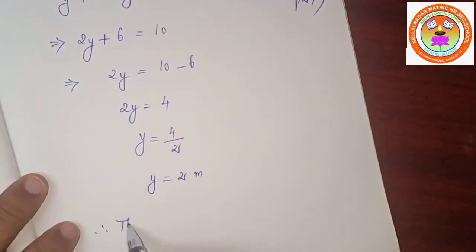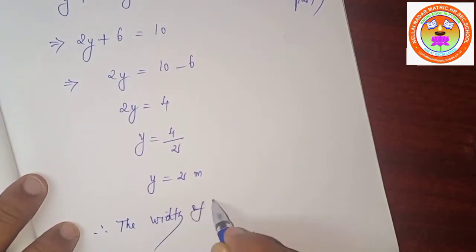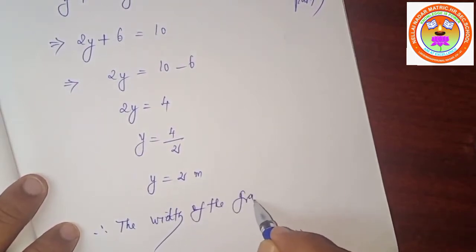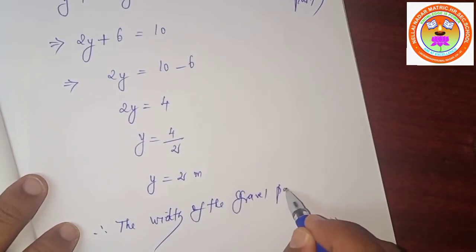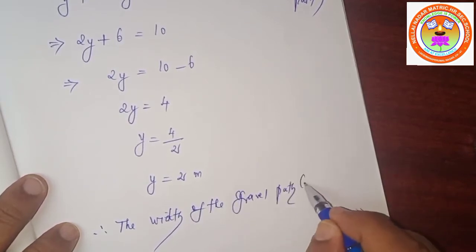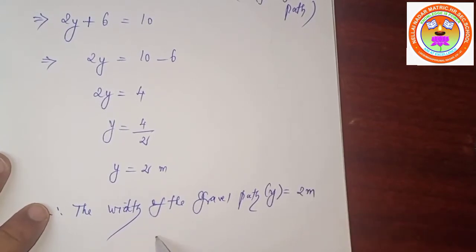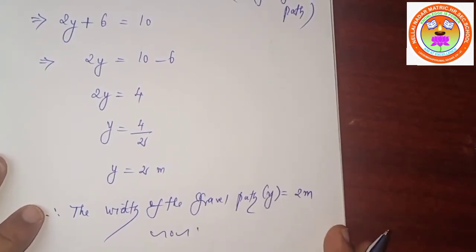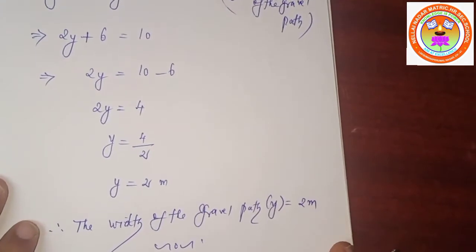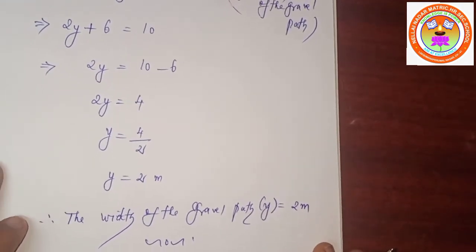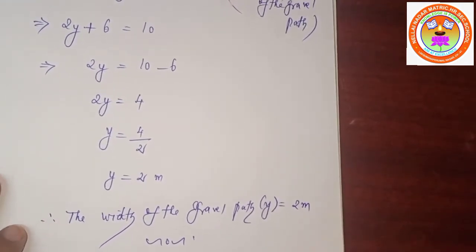Therefore, the final result: the width of the gravel path, that is y, equals 2 meters. So problem number 8 is completed. I'll be teaching the next problem, problem number 9, in the next video.